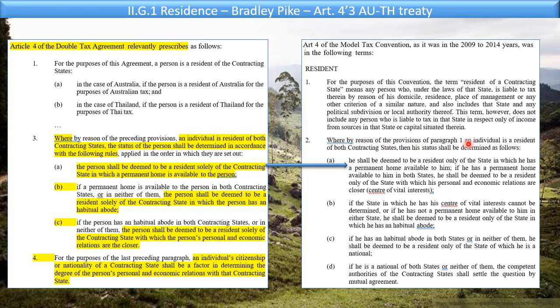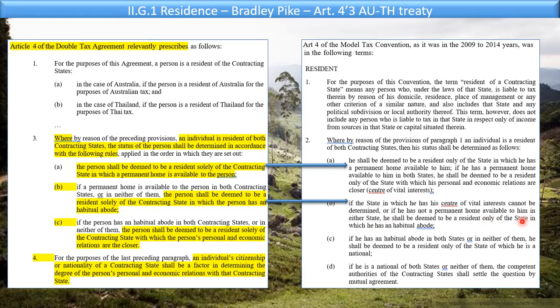Where by reason of the provision of paragraph 1 an individual is a resident of both contracting states, then his status shall be determined as follows. He shall be deemed to be a resident only of the state in which he has a permanent home available to him. And then you have to stop there, because paragraph B of the Australia-Thailand Treaty goes on and says, if he has a permanent home in both states or in neither of them, the person shall be deemed to be a resident solely of the contracting state in which the person has an habitual abode. And then paragraph B of the OECD Model Convention also says he shall be deemed to be a resident only of the state in which he has an habitual abode.